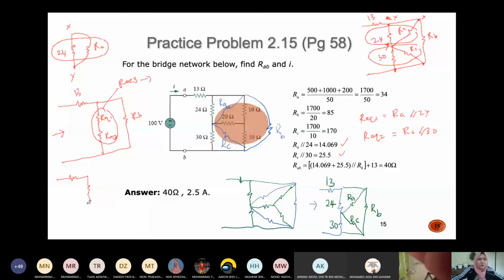Okay, so find the R equivalent 3. So you will get a circuit like this. RB, this is R equivalent 3. This is 13. Then this is in parallel. Okay, after that you will get a circuit like this. This is R equivalent 4. So R equivalent 4. This is 13. So this is in series. So you will get the value which is equal to 40 ohm. Okay.